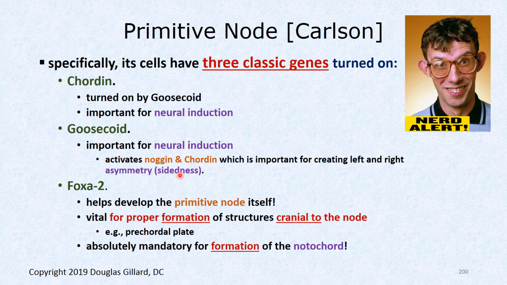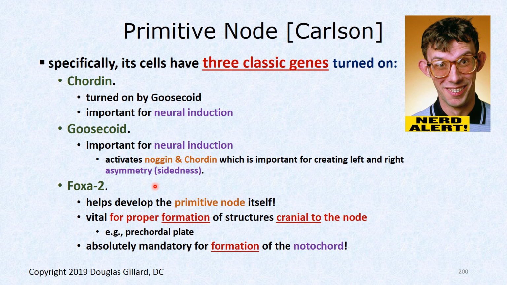Goosecoid is also important with developing sidedness. For example, the heart is normally on the left side of your body. It's not symmetrical, and goosecoid has something to do with making organs grow on one side of your body and not on the other.